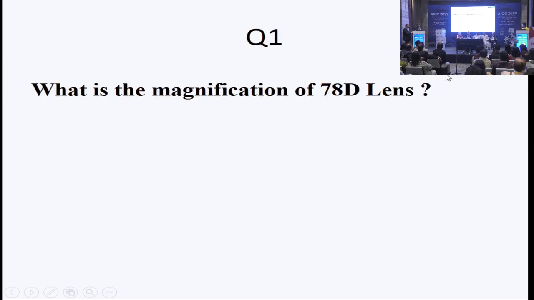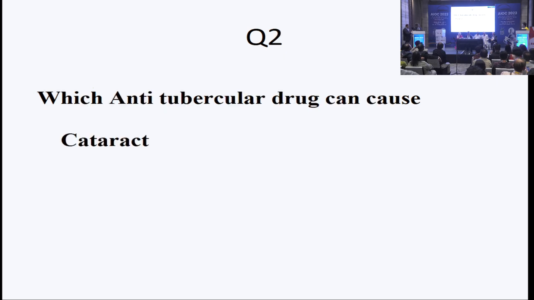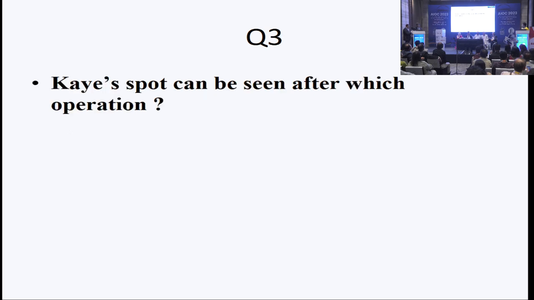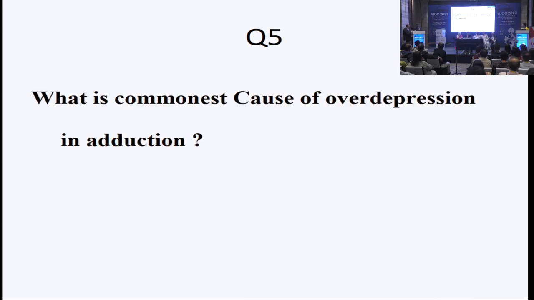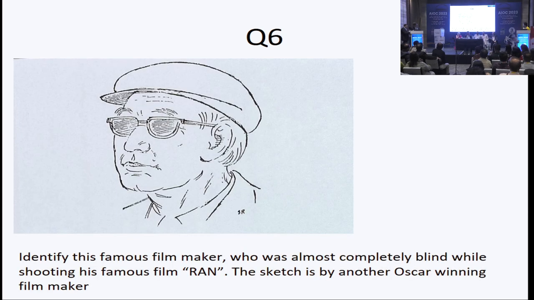What is the magnification of a 78 diopter lens? 1. Which antitubercular drug can cause cataract? Ethambutol. Kayser-Fleischer spot can be seen after which operation? Pass. Hawkeye's post vision is used to train which structure of the eye? Pass. Which is the commonest cause of overaction in adduction? Superior oblique palsy. Identify this filmmaker who was almost blind while shooting his last famous film, and this sketch is done by another famous Oscar-winning filmmaker. Pass.